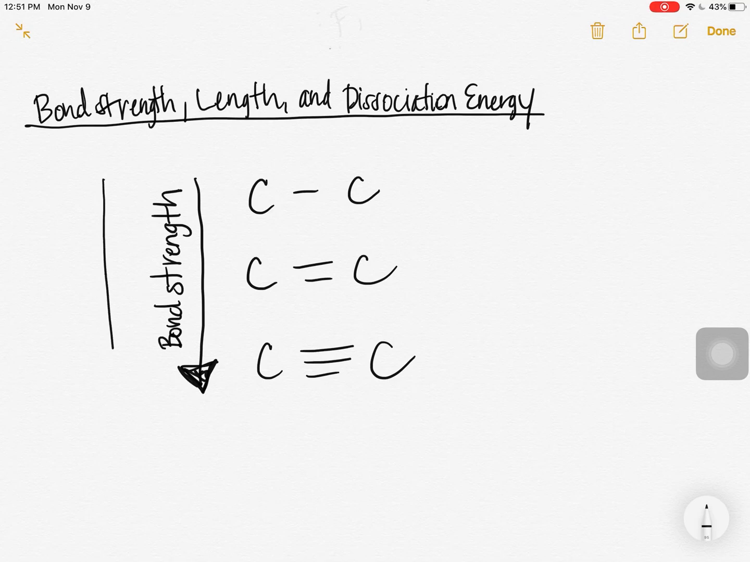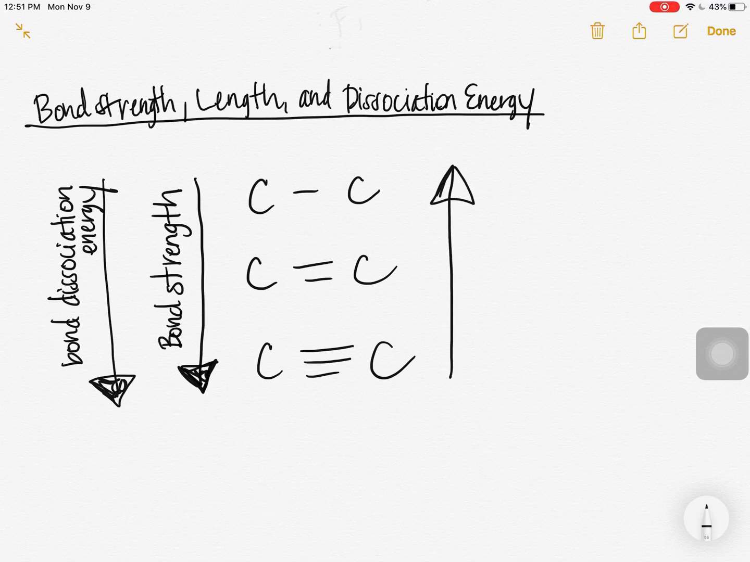Going along with that is something called bond dissociation energy, which is the energy to break a bond. It only makes sense that if the bond is stronger, it takes more energy to break it. So those are two of these trends. The only one we have yet to discuss truly is bond length. We've talked about how triple, double, and single bonds have different lengths, but we've never talked about the fact that the triple bond is the shortest, followed by the double, followed by the single being the longest.